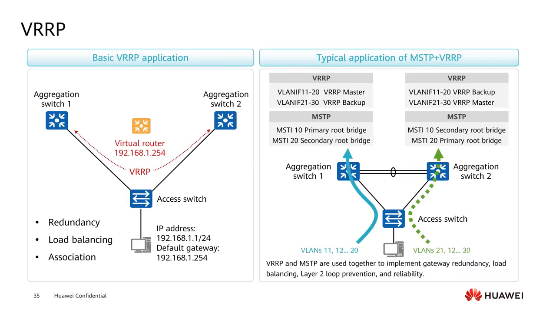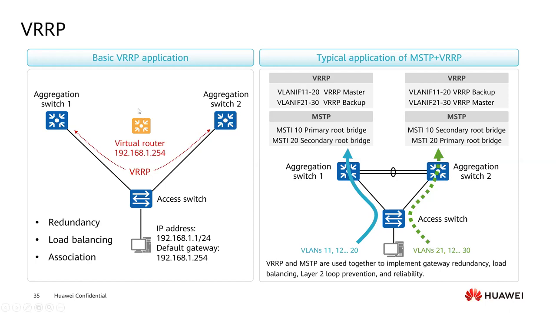And then I'm going to introduce some technologies like VRRP, link aggregation, iStack, and CSS to ensure the reliability of the network. The first one is VRRP, the Virtual Router Redundancy Protocol. It can virtualize several routing devices into a virtual router.